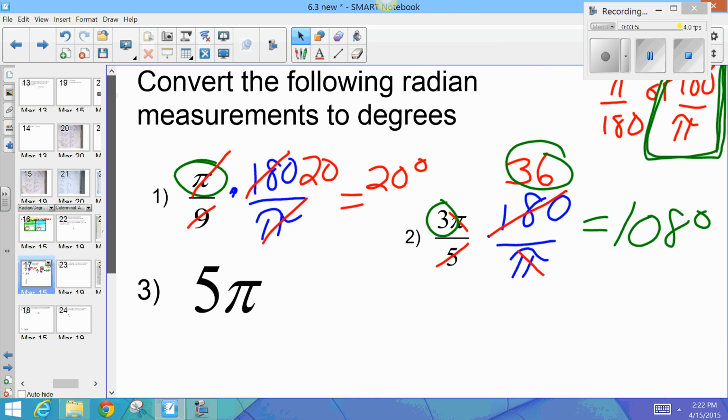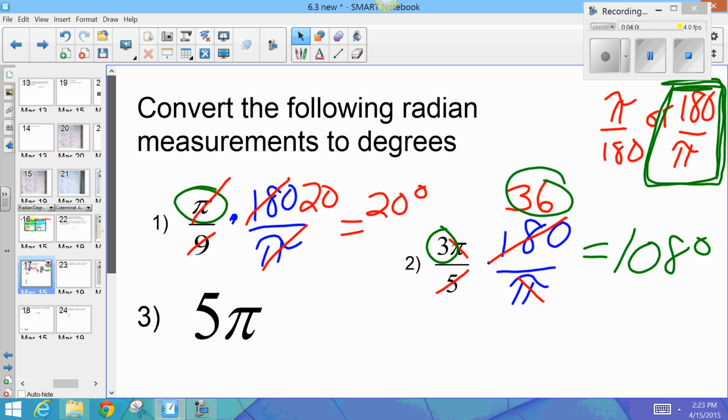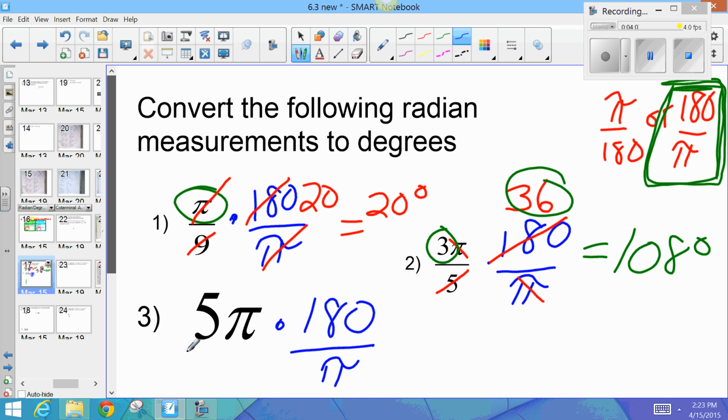Here's my next problem. 5 pi, I'm multiplying that by 180 over pi. Remember that 5 pi is the same as 5 pi over 1. So 5 pi is up top. Pi will cancel, and I think that's all that will cancel. There's nothing left on the bottom, so I'm going to multiply 5 times 180. So that's 900 degrees.